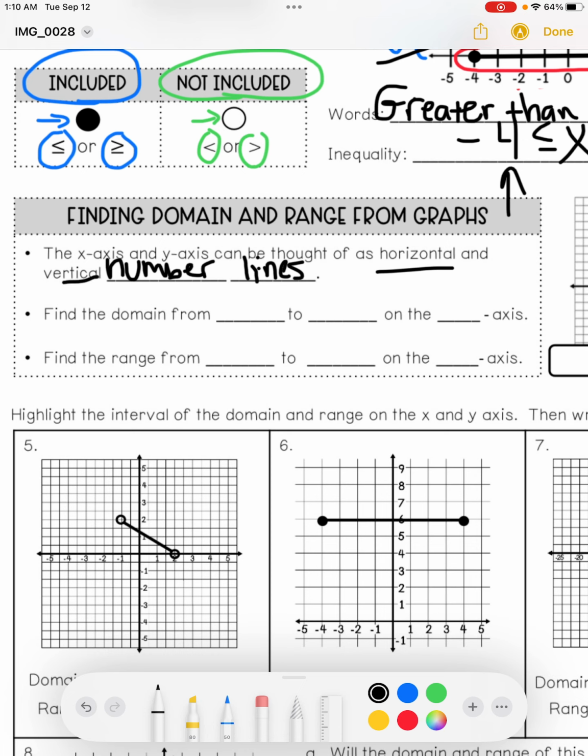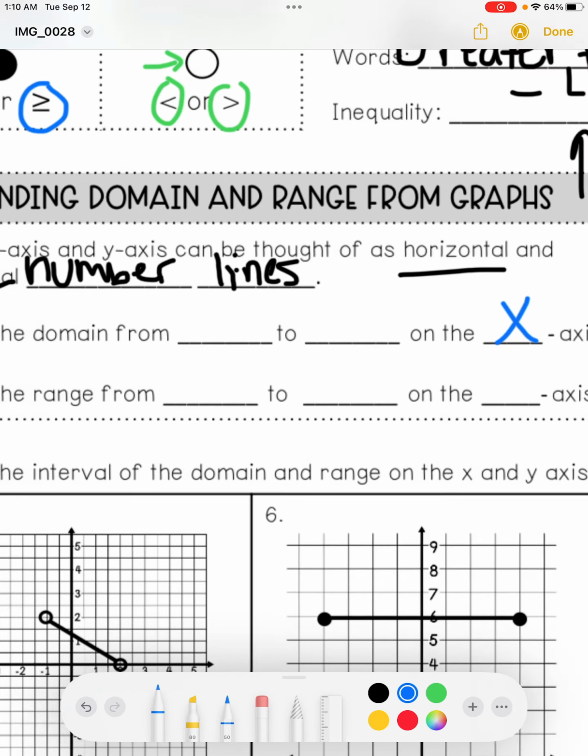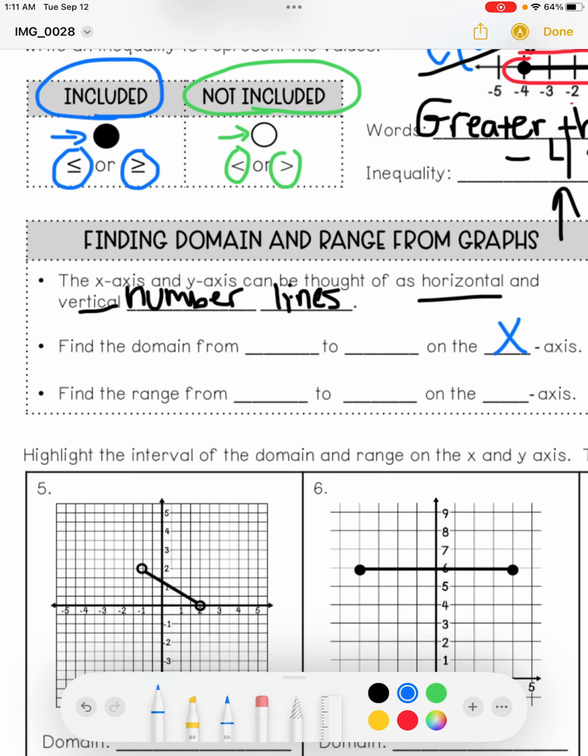Let's start with the domain. If you remember from last time, the domain cares about x values. So we're going to go ahead and already say that we're on the x-axis. Okay? And like I said earlier, usually we're going to write our numbers from least to greatest, right? Just to go in order. So I can say that the domain, all we do is we're going to find the least to greatest.